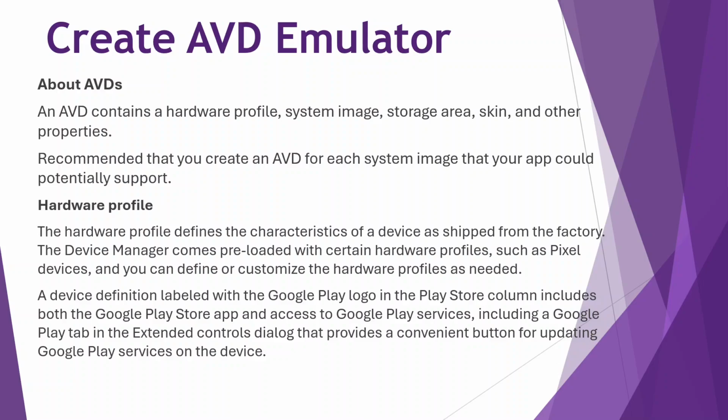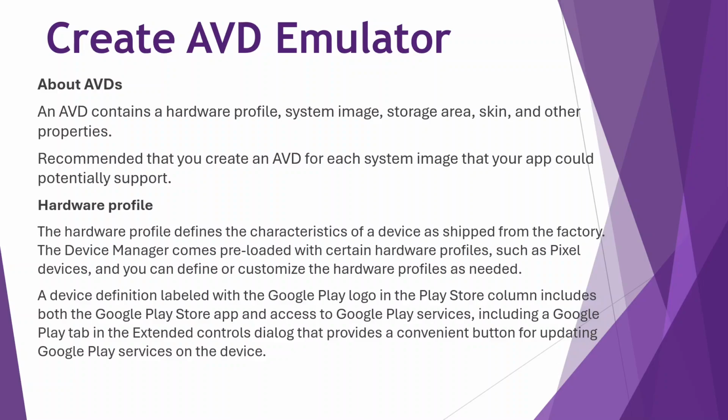So I recommend that you create an AVD for each system image that your app could potentially support. When you are creating an AVD emulator, you need to select a hardware profile. So what do you mean by hardware profile? The hardware profile defines the characteristics of a device as shipped from the factory. So just think of any physical device. Whenever a physical device is shipped, you'll have some hardware configurations. In the same way, your AVD will also have a hardware profile that defines the characteristics of the device.